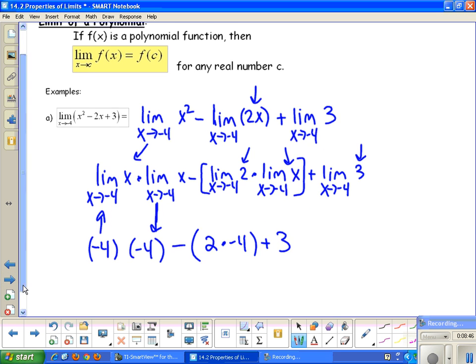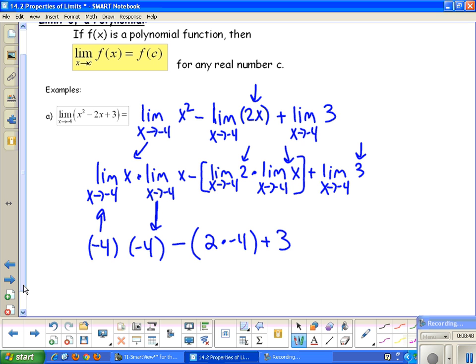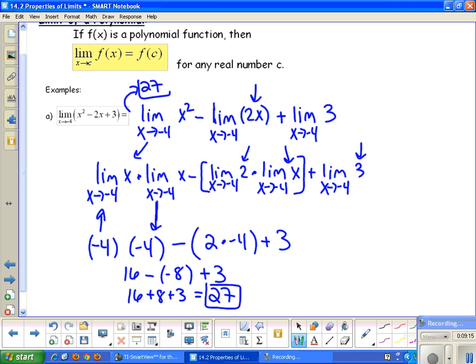And I just have to use some algebra in order to simplify this. So -4 times -4 is 16. And then we have minus 2 times -4, which would give me -8, and then plus 3. So in your calculator, if you do 16 plus 8 plus 3, you end up with 27, or you can just do it in your head. That means that the limit as x approaches -4 for this function is equal to a value of 27.